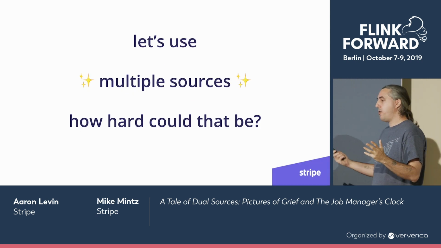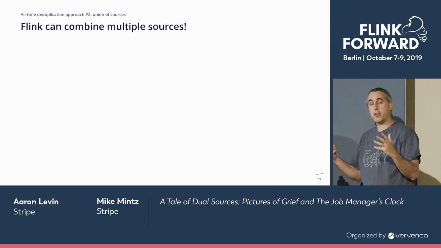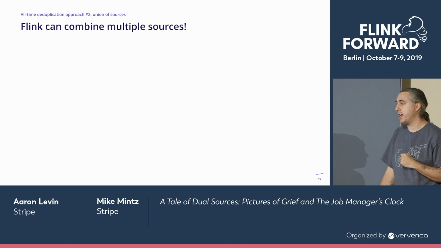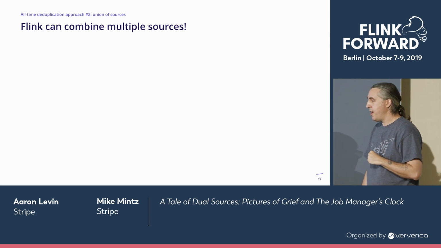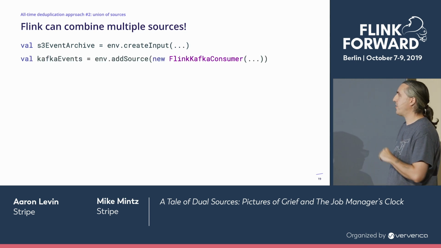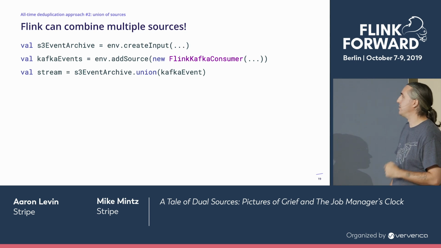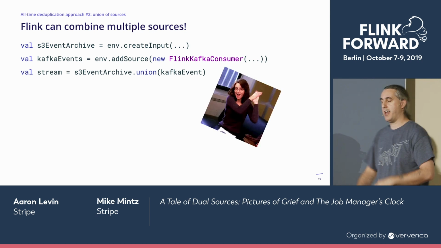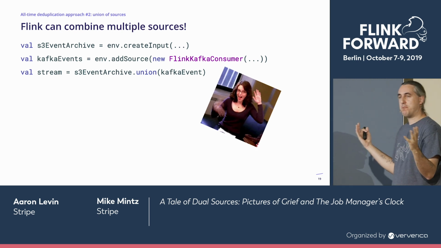So let's see how multiple sources might work in Flink. It turns out they work pretty well. Flink does have a way to combine multiple sources. You can union them together. So, for example, here we have our S3 source, and here's a Kafka source. And if we just call union on one of these sources and union it with the other source, we get a unioned stream of these events. And all should be done, right?